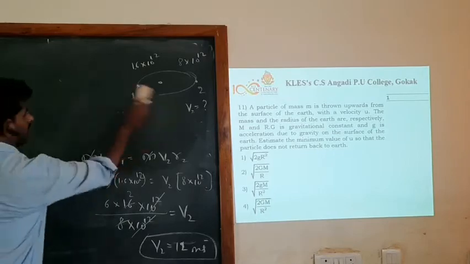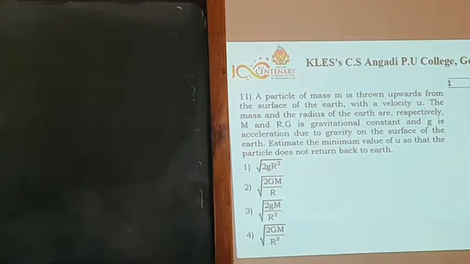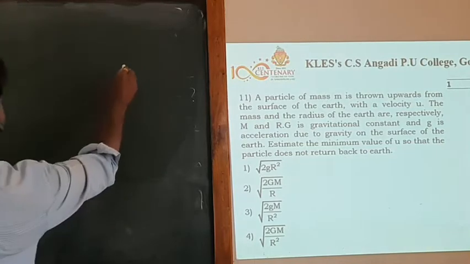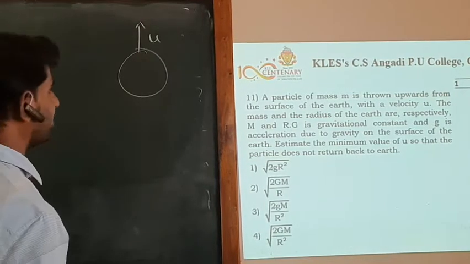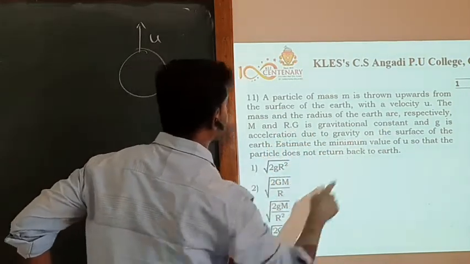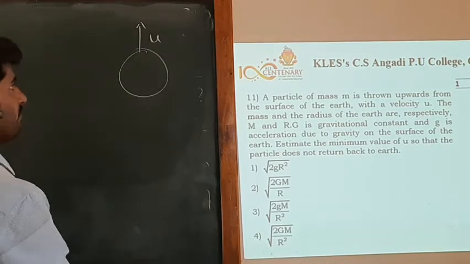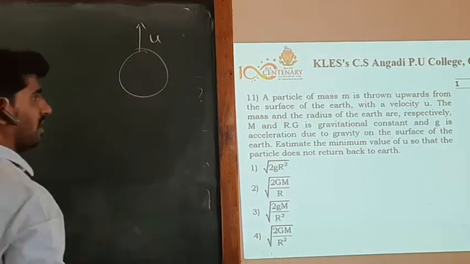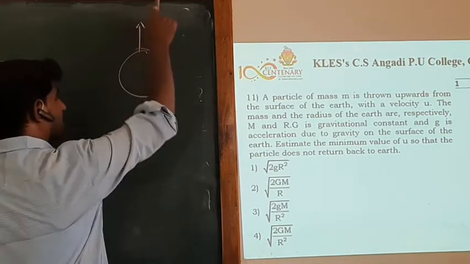Okay. The next question. If a particle of mass m is thrown upward from the surface of Earth with a velocity u, the mass and radius of the Earth respectively are M and capital R. G is the gravitational constant and small g is acceleration due to gravity on the surface of Earth. Estimate the minimum value of speed u so that the particle doesn't return back to the Earth. It means we should calculate the initial speed with which it is thrown, so that it never returns to the Earth.